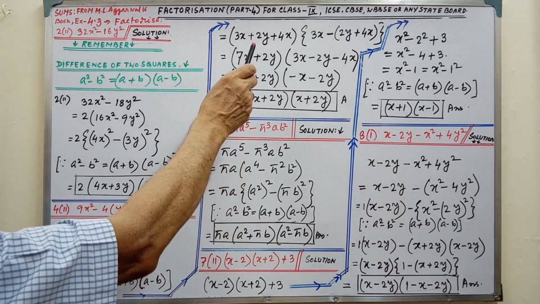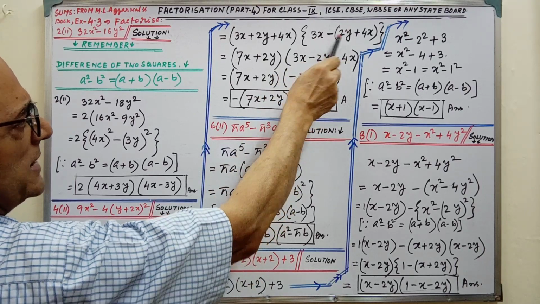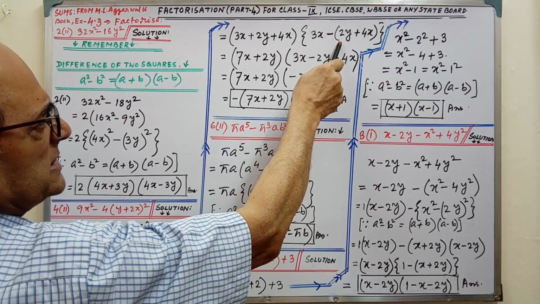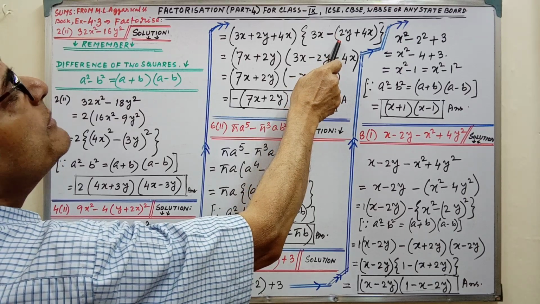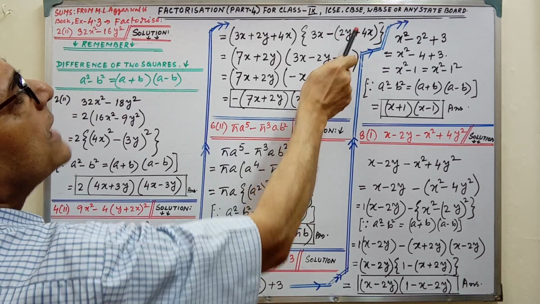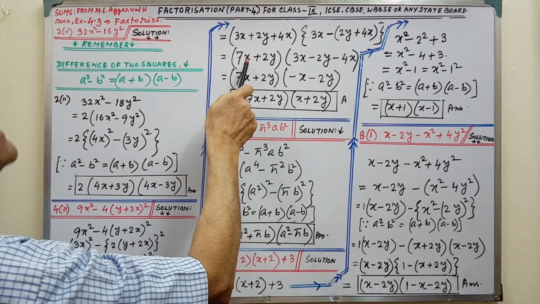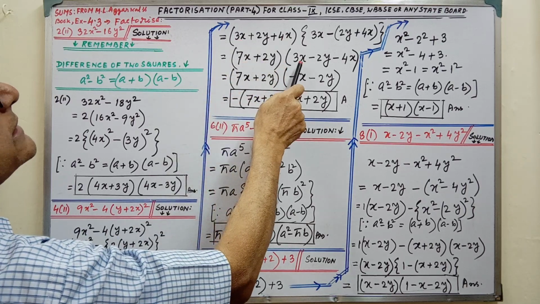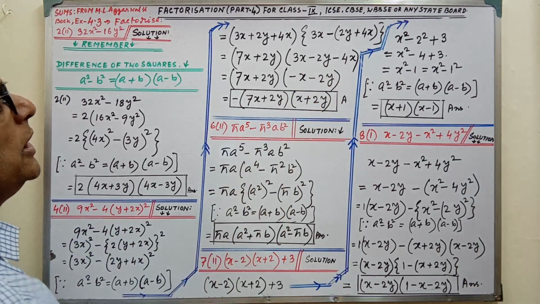Now by applying the formula, a plus b into a minus b. Here there is a minus with two terms, which is why we have to keep this term within the first bracket. When you eliminate the bracket, this sign will be changed. After that, we have to do addition and subtraction: 3x plus 4x, that is 7x plus 2y. Here 3x minus 4x, that is minus x minus 2y.